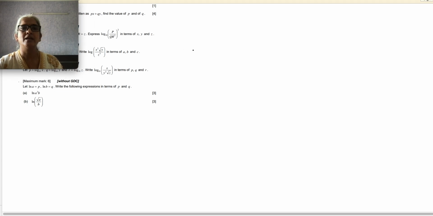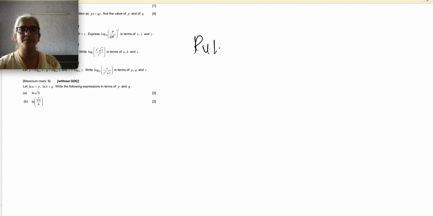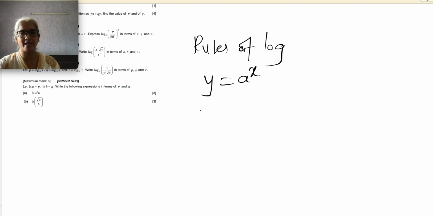Looking at rules of logarithms, like we learned about the rules of exponents. And before that, let's remind ourselves, if y is equal to a raised to x, then log of y to the base a is x. This is the meaning of logarithms. It gives you the power or the exponent as the answer. So it tells you a raised to what is y.